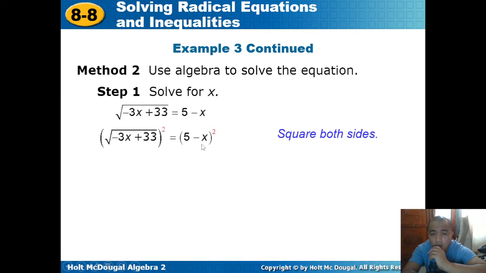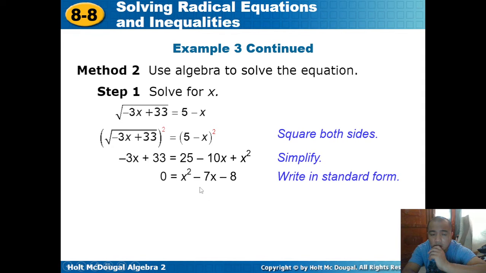To square mo yung binomial, 25 minus 10x plus x squared. Negative 3x plus 33 equals 25 minus 10x plus x squared. Tapos, write in standard form. X squared dito, negative 10x plus 3x, negative 7x. 25 minus 33, negative 8.